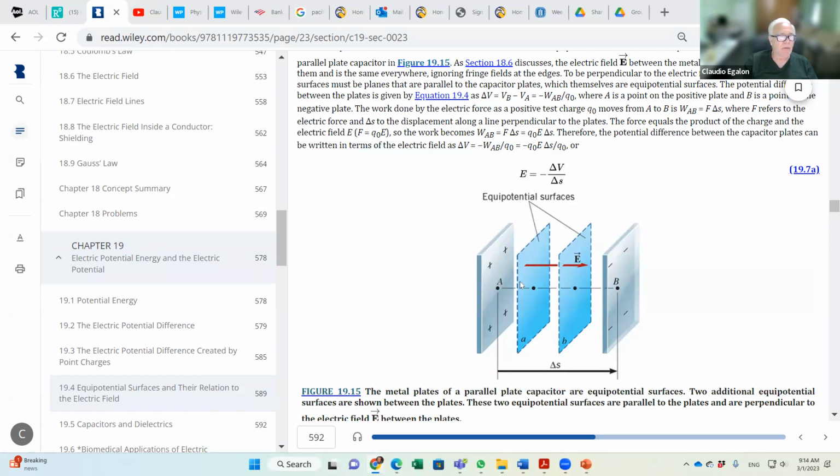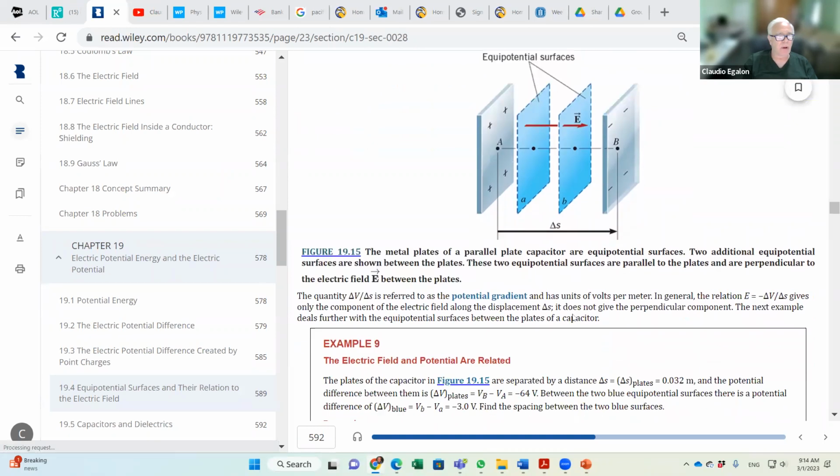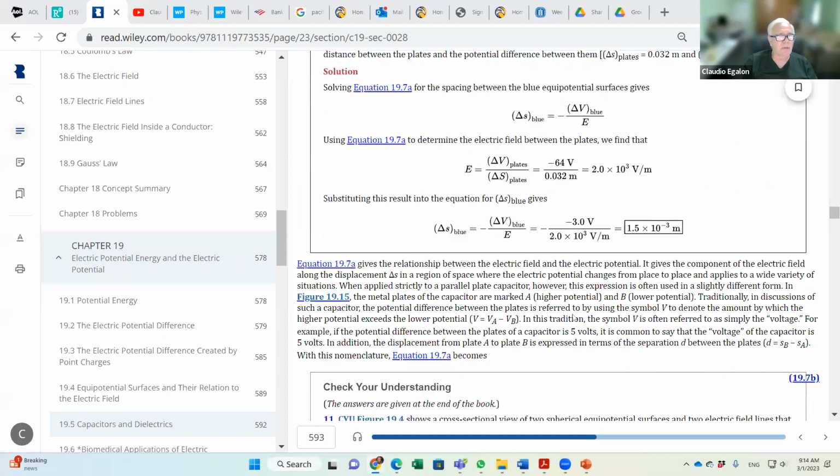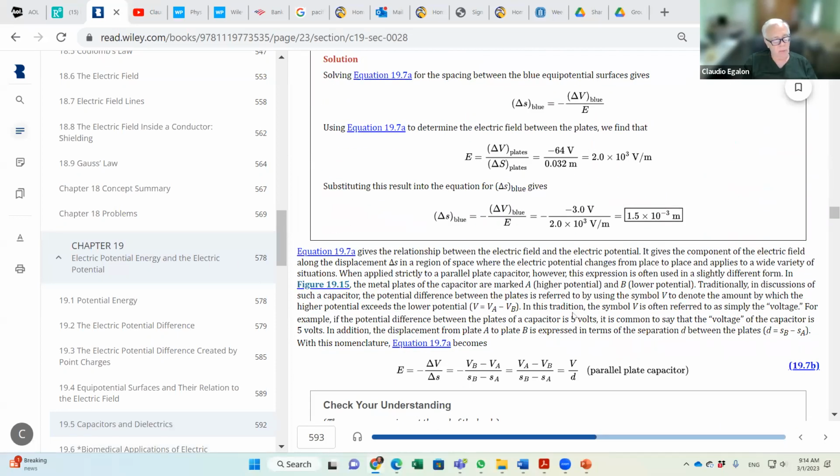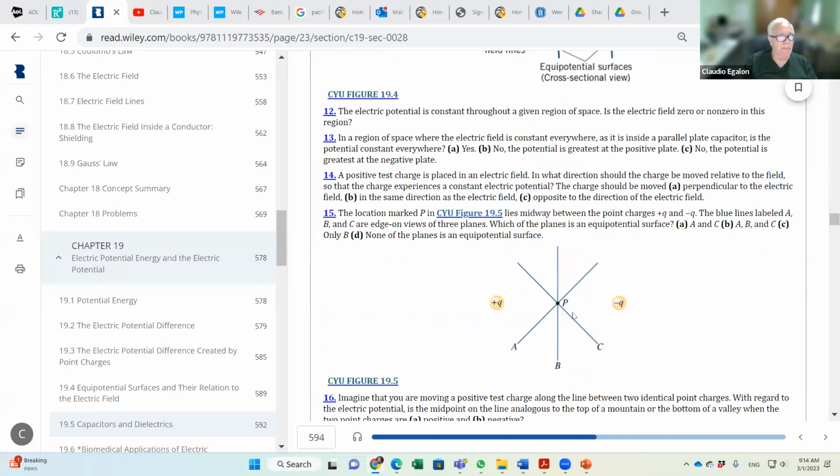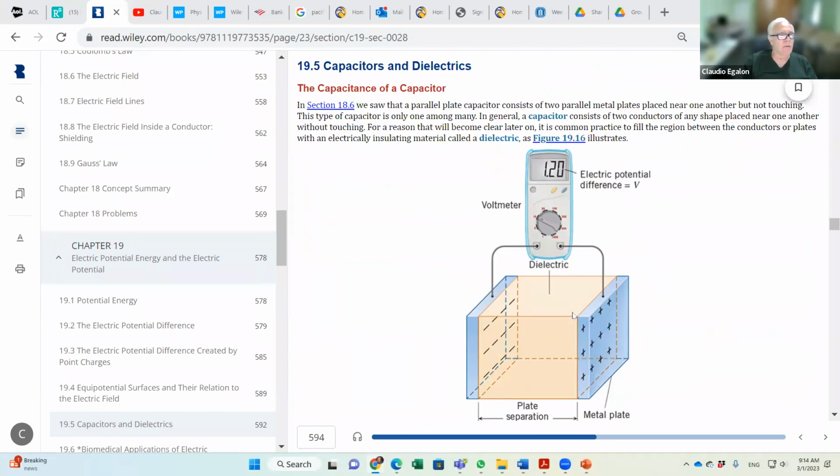Here, the equipotential surfaces for our parallel plate capacitor. You didn't see a surface, you drew lines, right? Equipotential curves, which, by the way, is a good model. Here you go, capacitors and dielectrics.